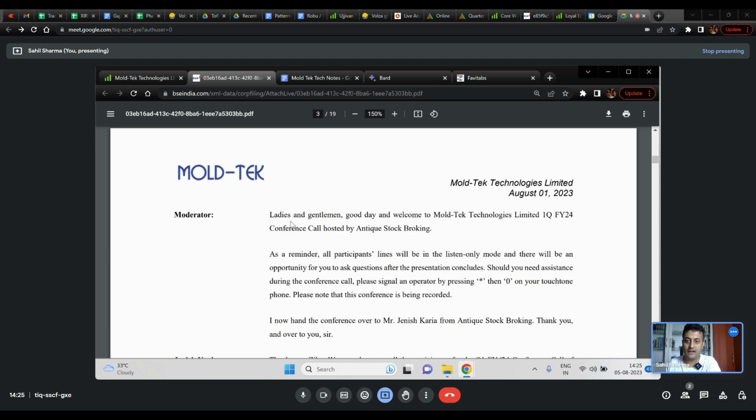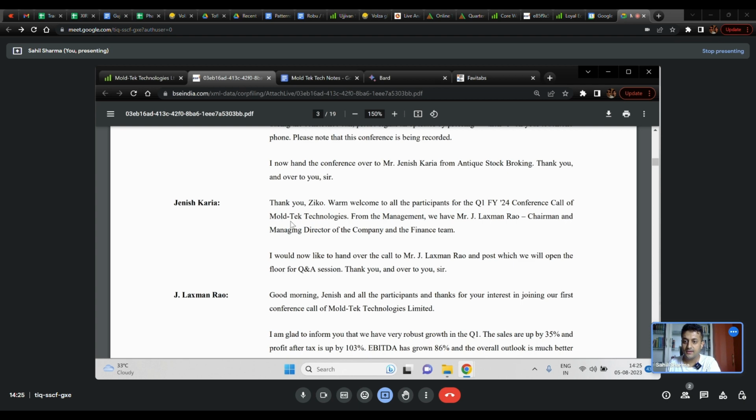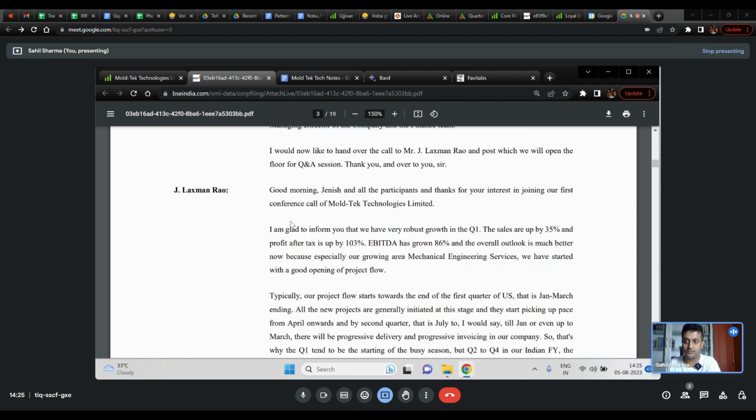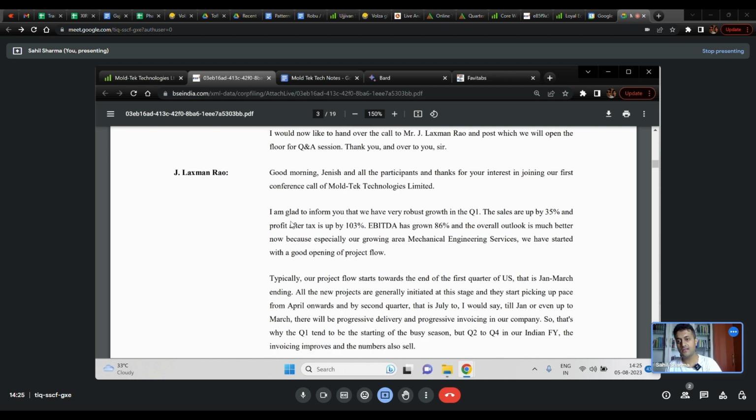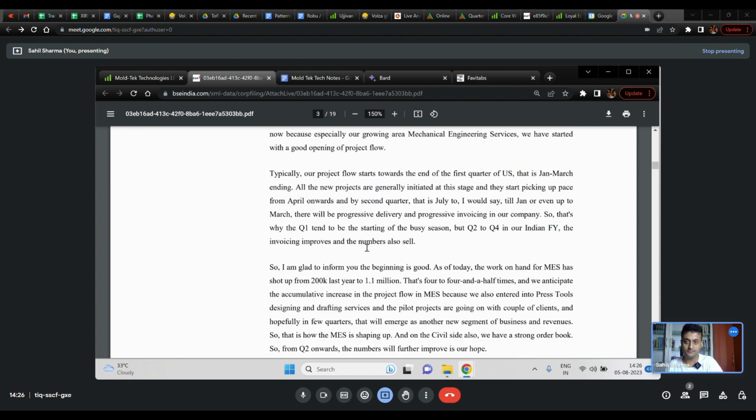So the initial part is more fluff. Let's skip over that and go to the important part. So J. Lakshman Rao sir is going to give the opening remarks. Typically, I will just skip over the metrics part of it because those we can anyway find on screener. And let's start reading from here.